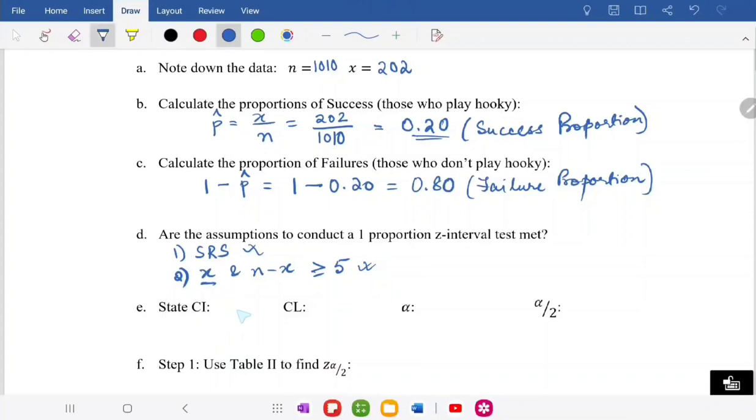Now it says state the confidence interval. We were asked to find the confidence interval at 95%. So CI is 95%. CL is the decimal version of the 95%, so 0.95. Alpha is 1 minus CL, therefore 0.05. And alpha by 2 is, divide your 0.05 by 2, which is 0.025.